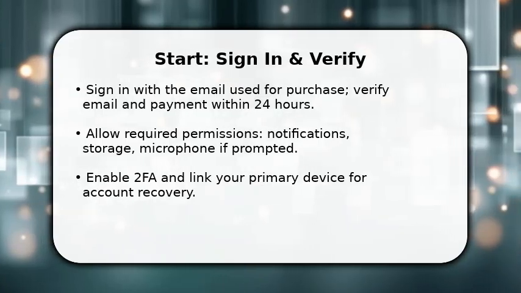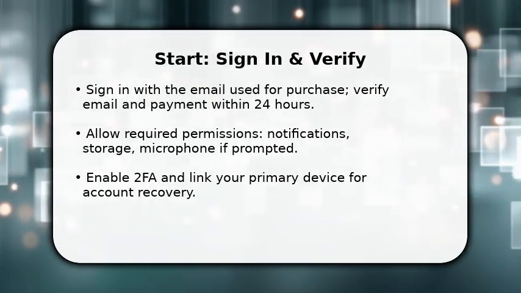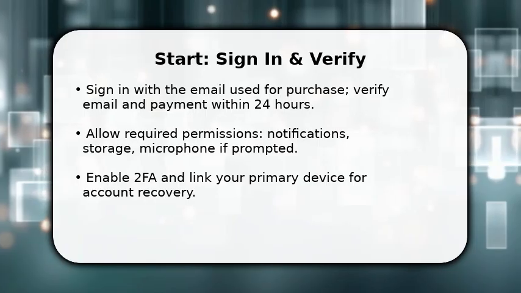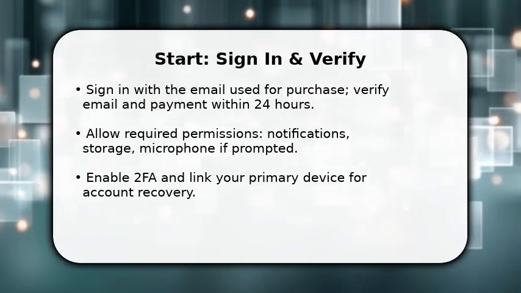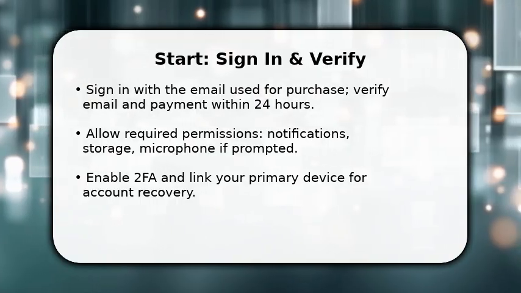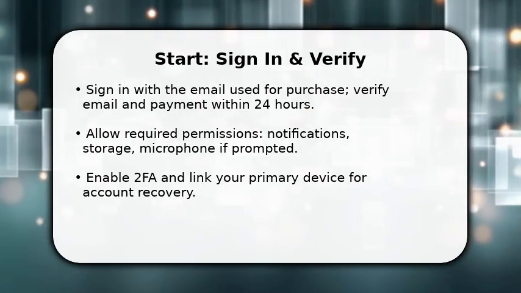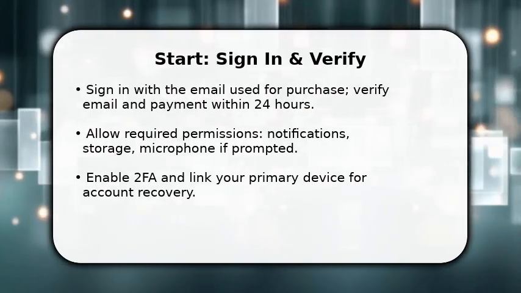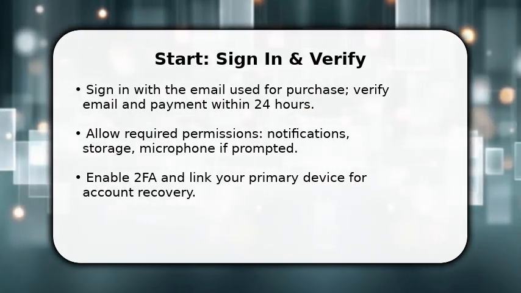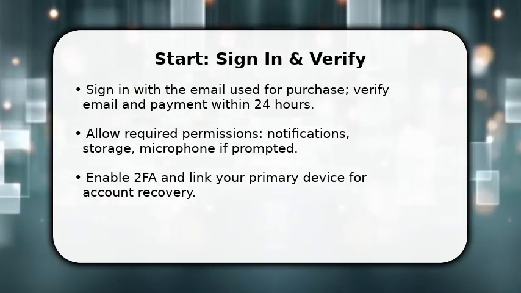You begin by signing into the app with the account you used to buy it. This ties the license to your profile. Once done, verify the email and confirm payment so features unlock. Make sure to accept app permissions now because they enable core functions like sync and notifications. Finally, enable two-factor authentication and link your main device to prevent lockouts. Doing this up front saves time and avoids support calls later.